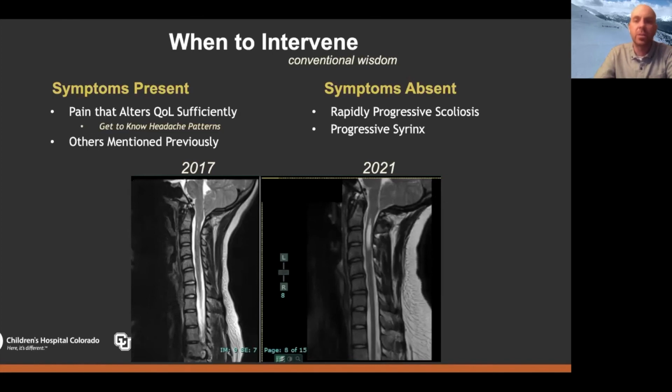Similarly, a progressive syrinx, like the patient you see in this picture, she's basically asymptomatic. Over the course of a few years, she's had this progressive syrinx. And is that someone who you think, well, maybe it's time to do a decompression on this patient? And then you get into sort of the risk benefit ratio associated with the surgery and intervening for something that is asymptomatic at the time.